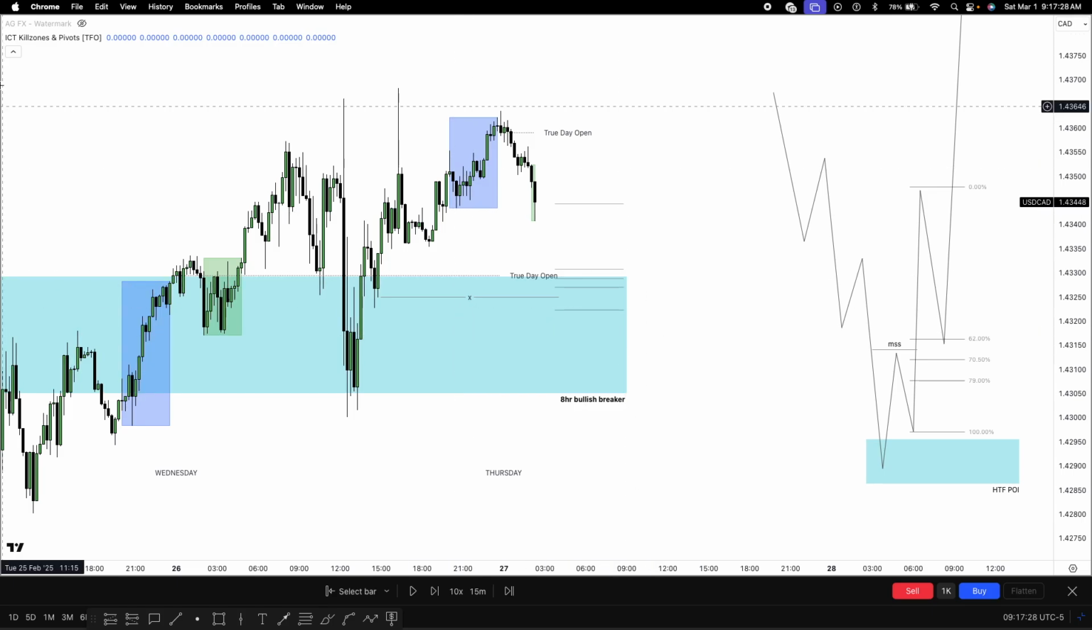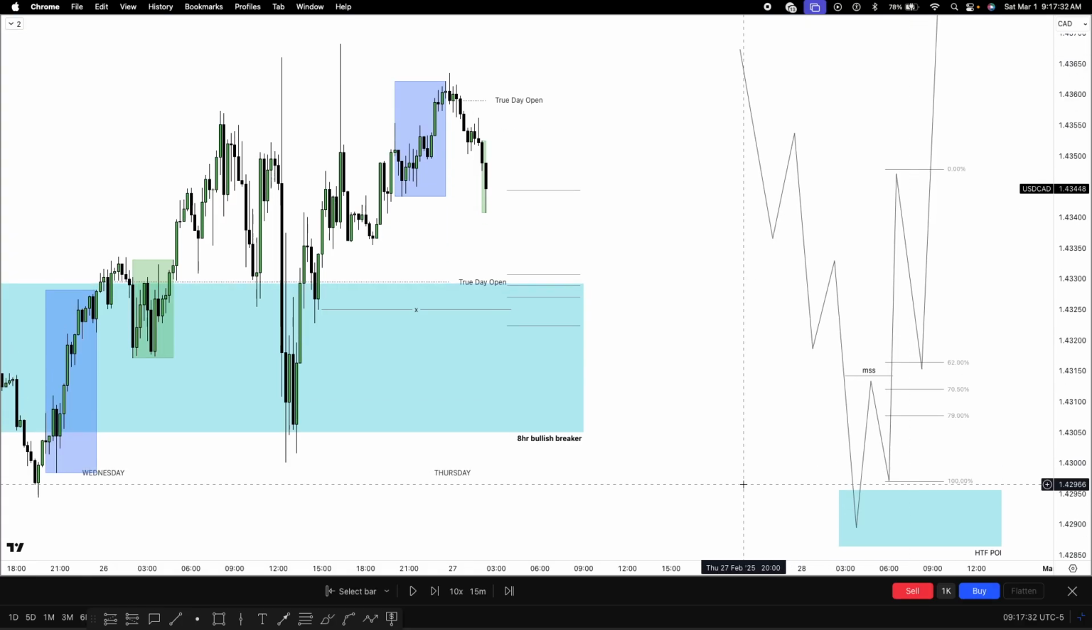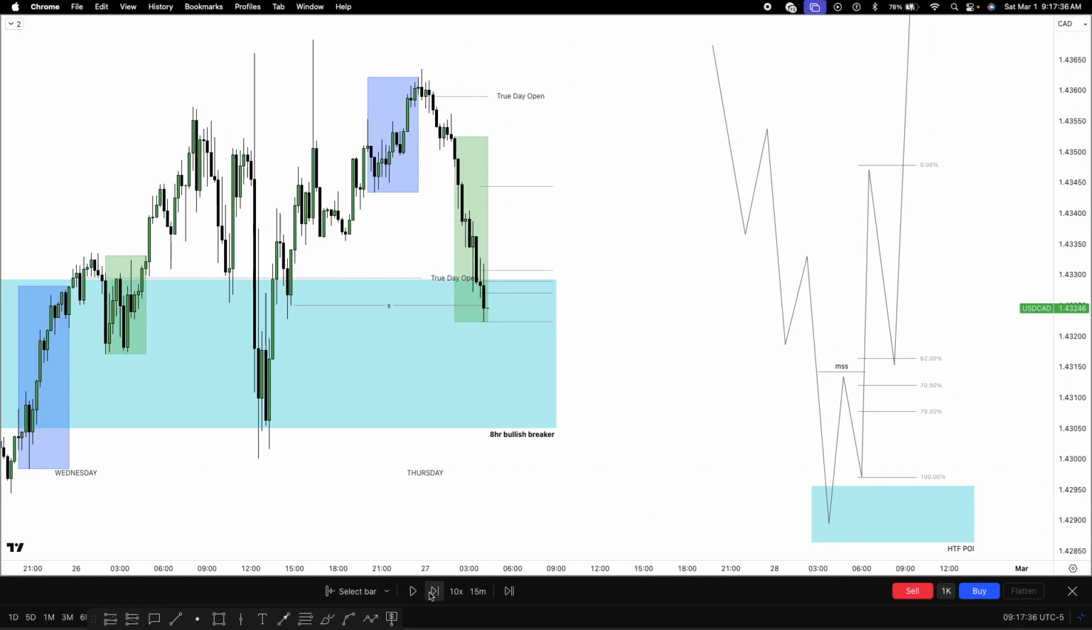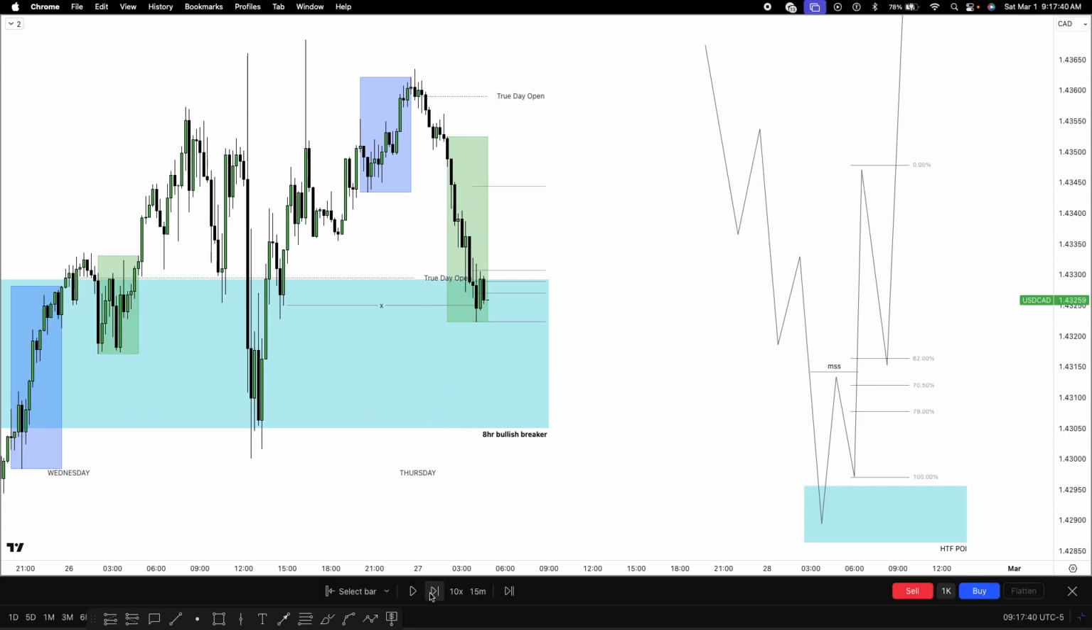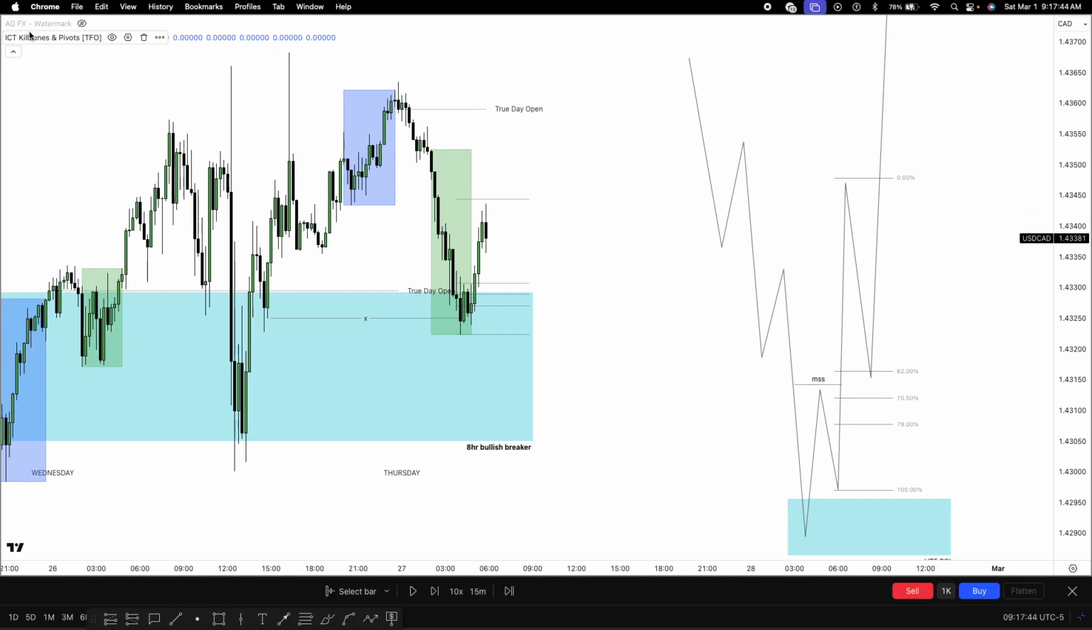Okay, Ron, what's your second rule then? I need to see clear London displacement. So I'm going to show you guys here that we had clear London displacement. All right, so now we got London session having a nice Judas swing, moves to the downside. And right here is where we have our London displacement.